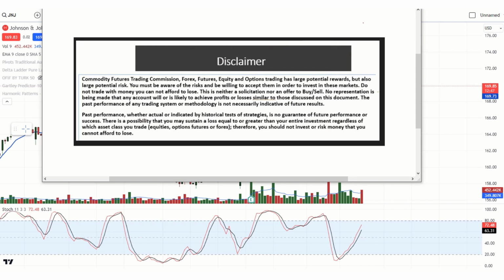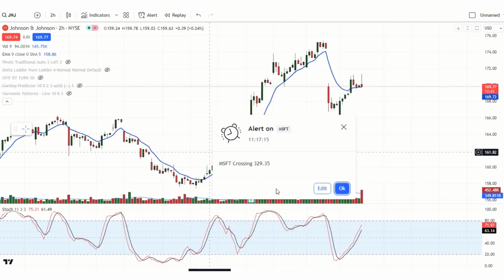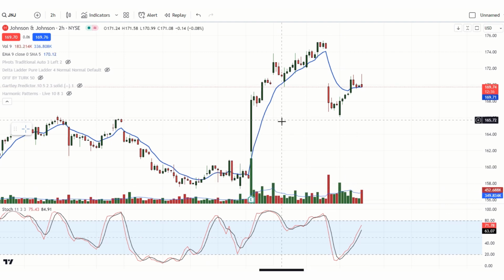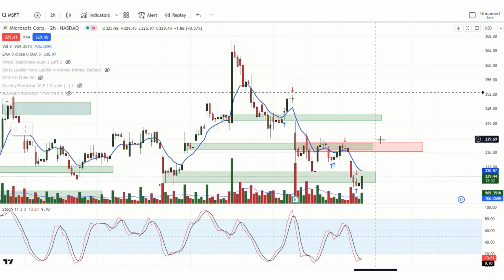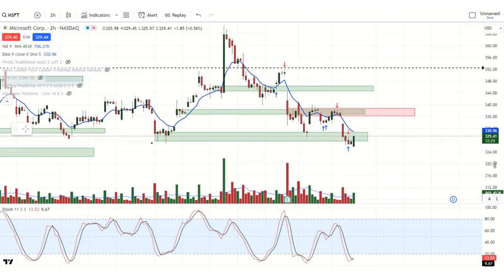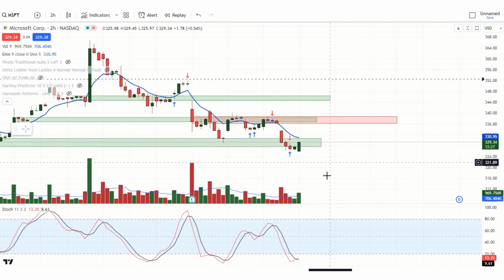Okay, so let's get to it here. Just want to go over some stuff here. We just had an alert on Microsoft crossing up. We're going to go over J&J, but hold on a second here. I wanted to go over the alert on Microsoft because we're in a buy area here, okay? So right here in this spot.